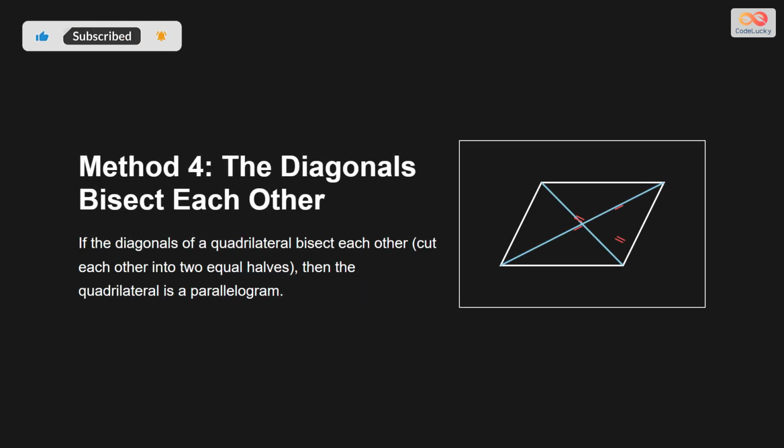The fourth method looks at the diagonals. If the diagonals of a quadrilateral bisect each other, which means they intersect at their midpoints, then the quadrilateral is confirmed to be a parallelogram.